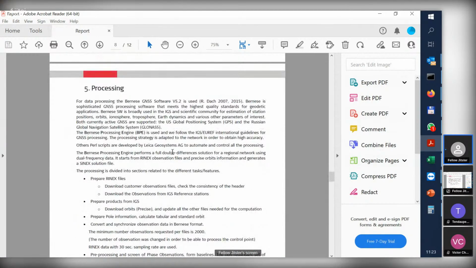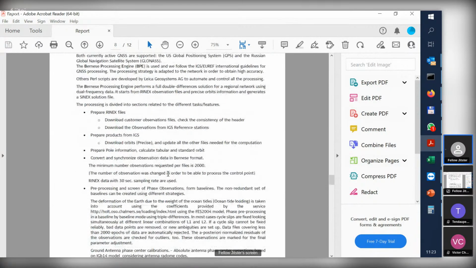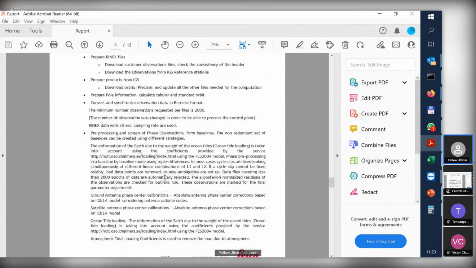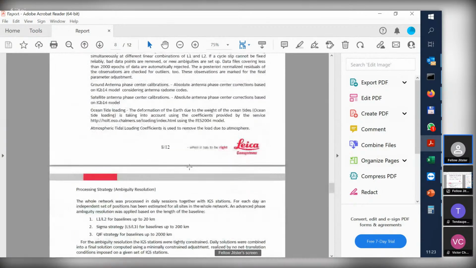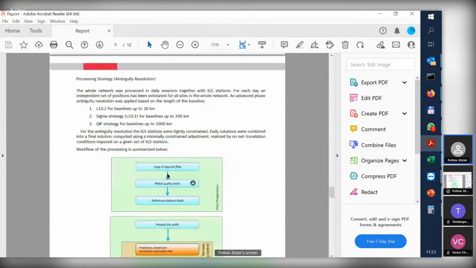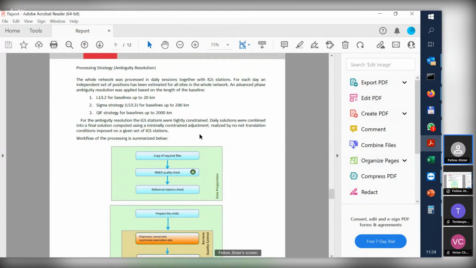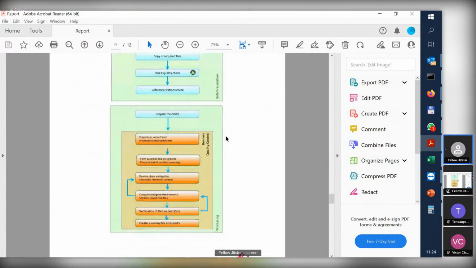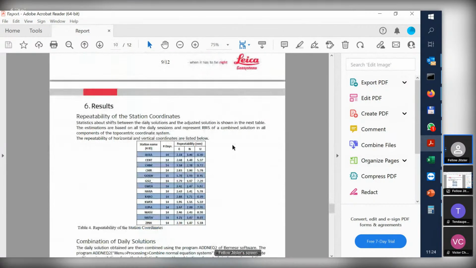Now there is some description of how the processing was configured, what kind of data we used, and the processing strategy. So we talked about ambiguities yesterday. So ambiguity resolution is always the key factor in every computation. So you see the parameters of post-processing, and so on, something you can read. Now we have the results.